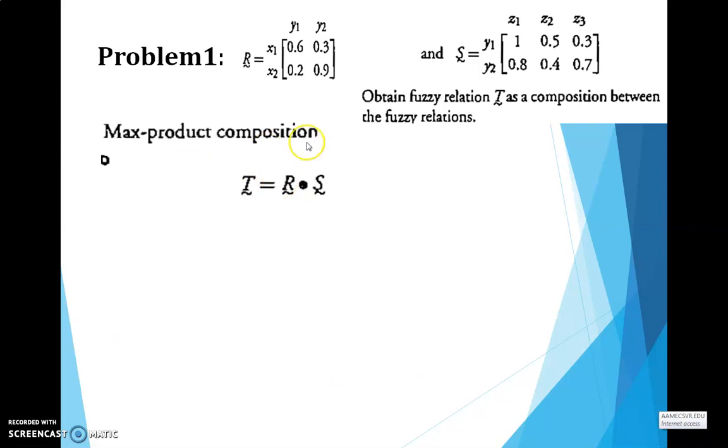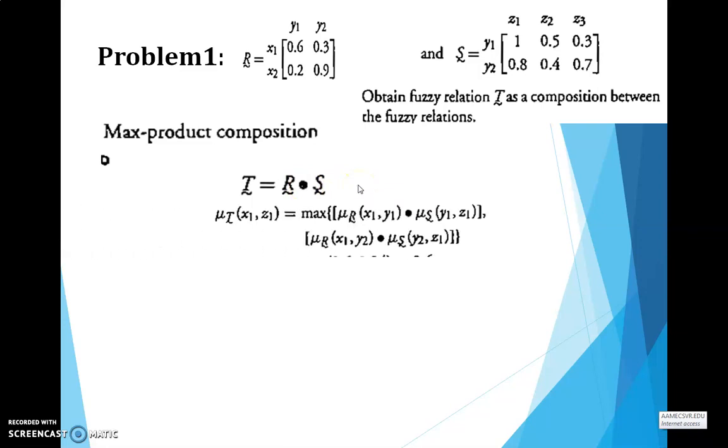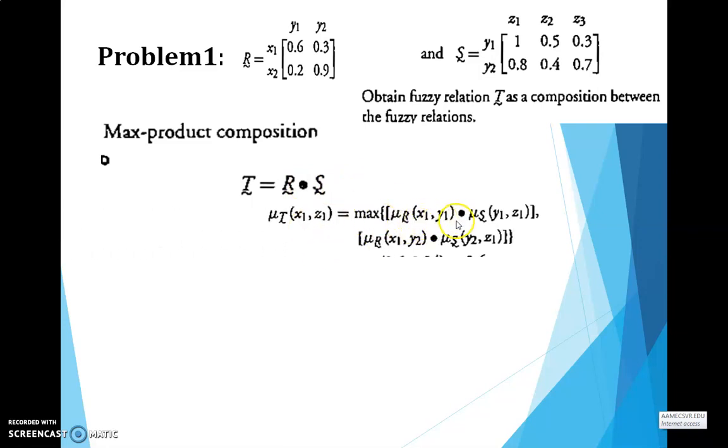For the formula of the max product composition, we multiply the x1 y1 value with the y1 z1 value. Later, we compare with the x1 y2 value multiplied with the y2 z1 value. Choose the maximum value from these two products. The max min composition is always represented by this solid circle. So we compare x1 y1 multiplied with y1 z1, and x1 y2 multiplied with y2 z1, and choose the maximum value from these two products.